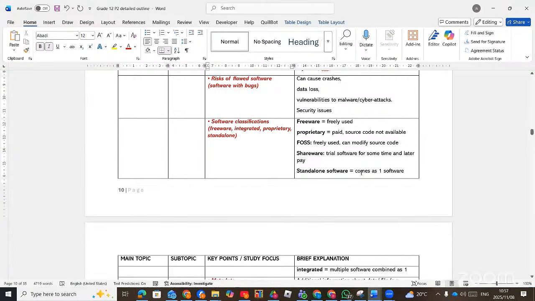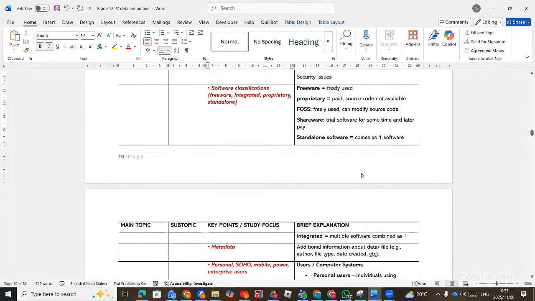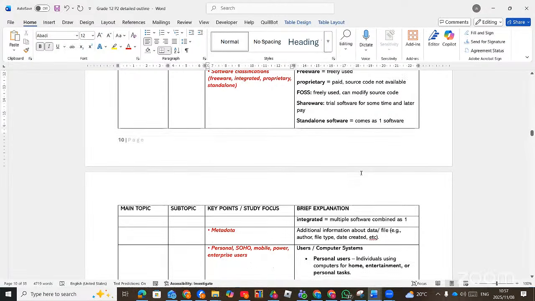And then standalone software is software that comes as one, and integrated software comes as a bundle. There are so many that are put together. There's no way that they are going to ask you to differentiate between these two, but they might ask you to explain one, not to differentiate. The new exam guideline stipulates it there.